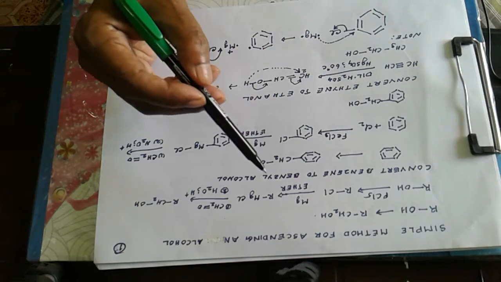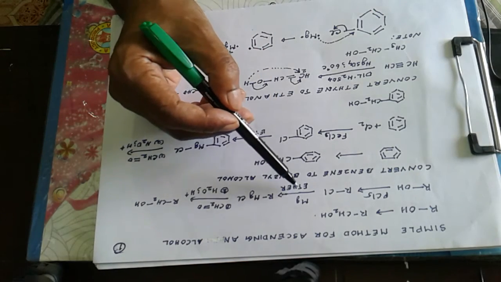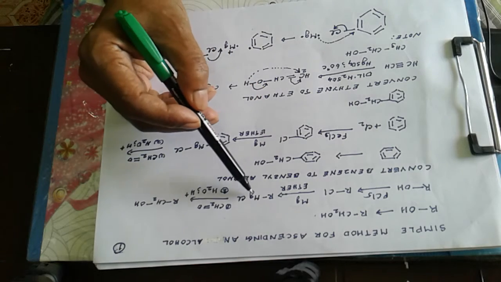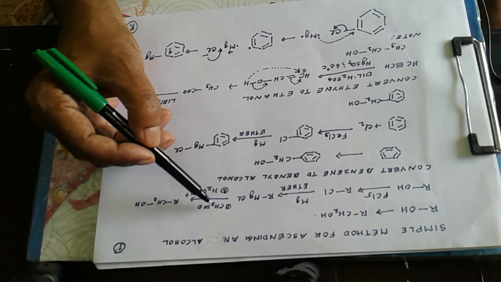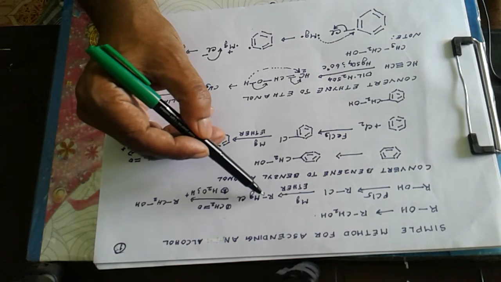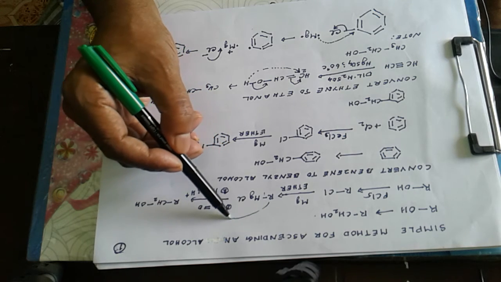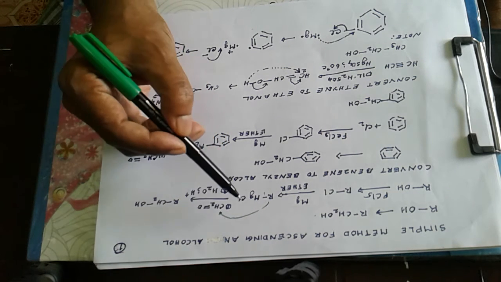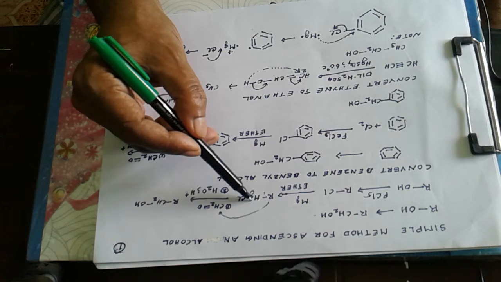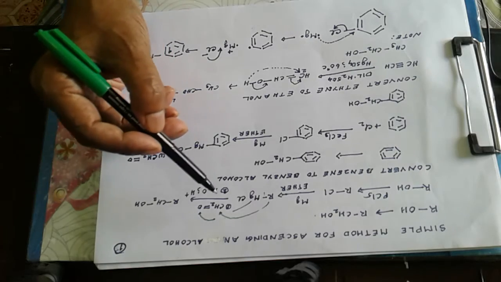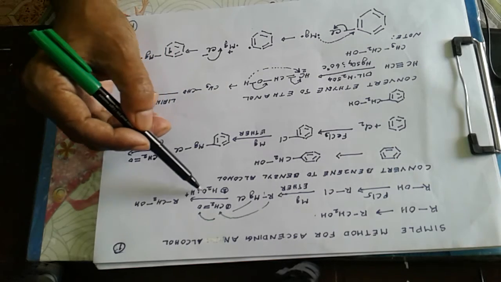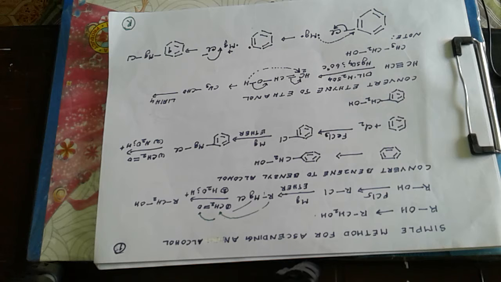RCl is obtained. Then with magnesium in ether, we get RMgCl, that is the Grignard reagent. Then that is reacted with formaldehyde. The R part, which is negative, goes to CH2, and the MgCl part goes to oxygen. You get RCH2OMgCl, which on acid-catalyzed hydrolysis gives RCH2OH.